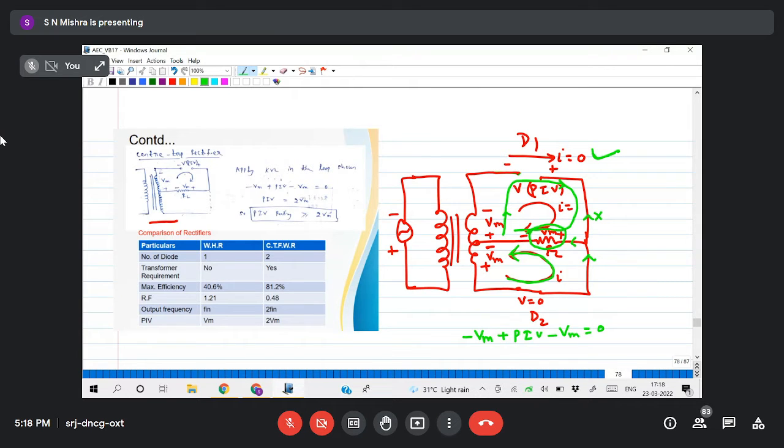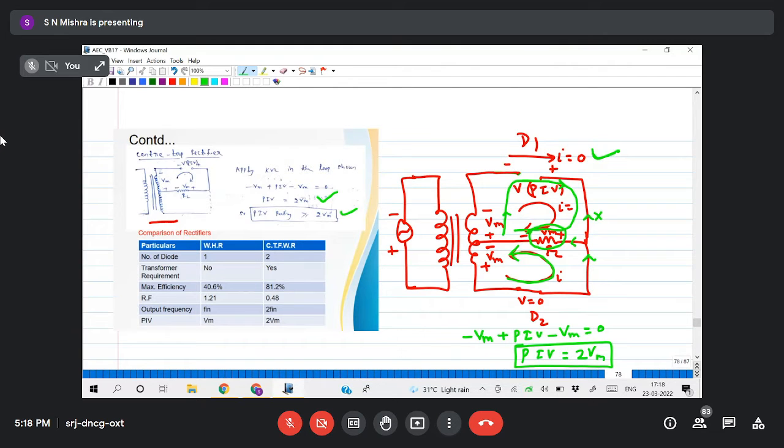Yes, sir. So what is my PIV? PIV is equal to 2 VM. You can write 2 VM or greater than 2 VM.